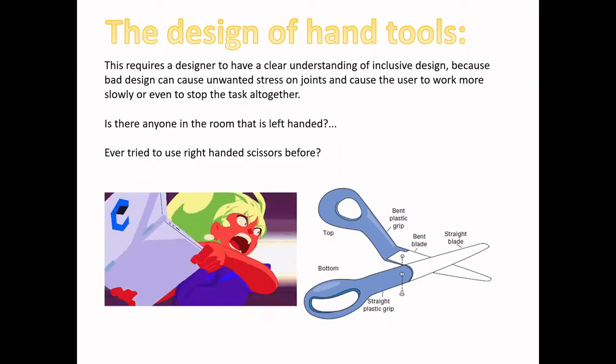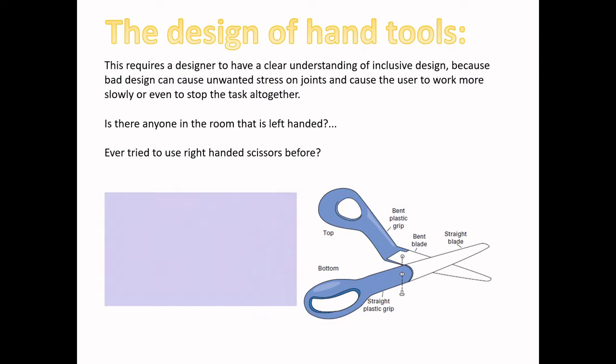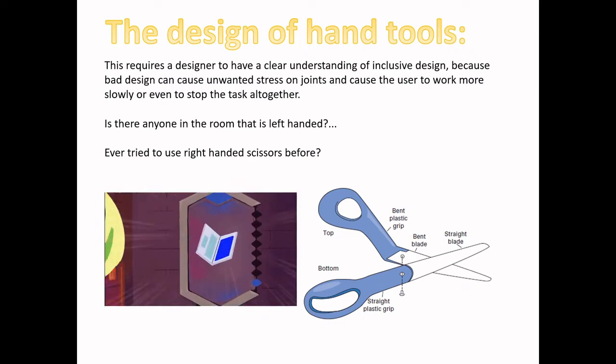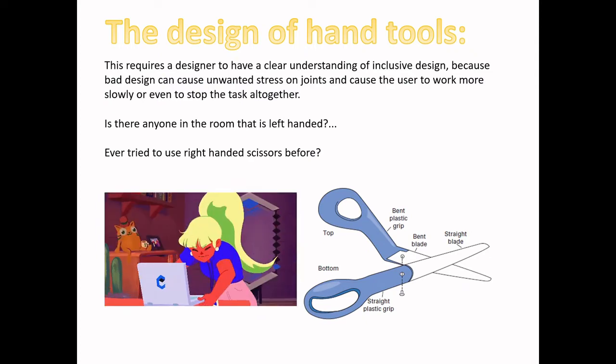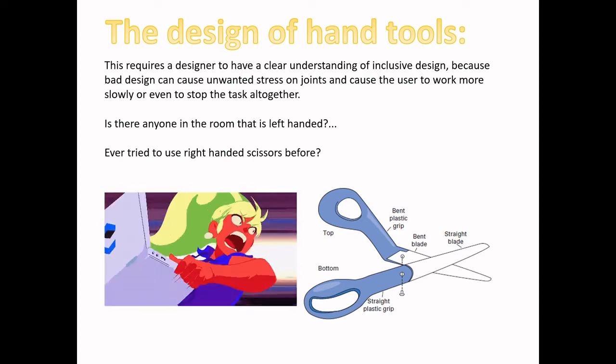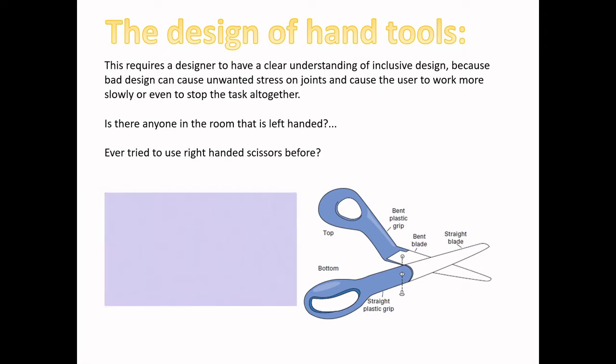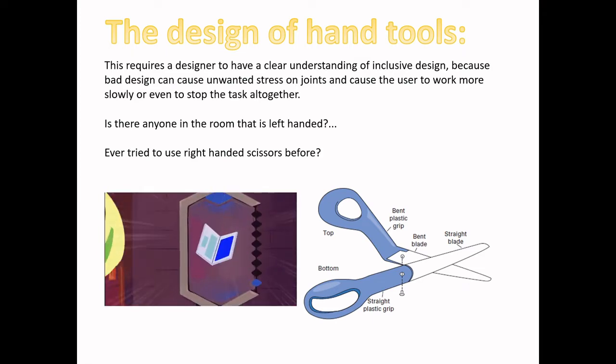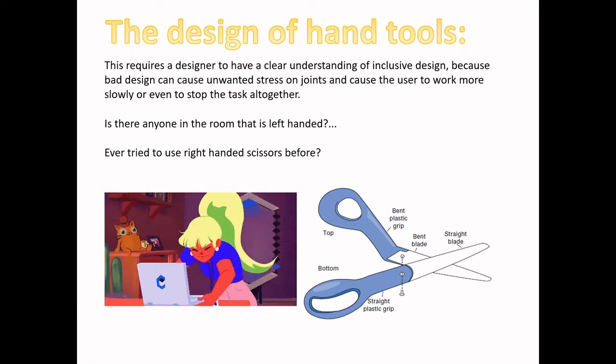So, the design of things like hand tools. Being able to design anything that you use by hand does require you to have a good understanding of inclusive design, because if you design something poorly around the mechanics of the human body, if it causes unwanted stress on joints or things like that, it makes it harder to work, so people will be slow to do it, or they'll just avoid the process altogether.